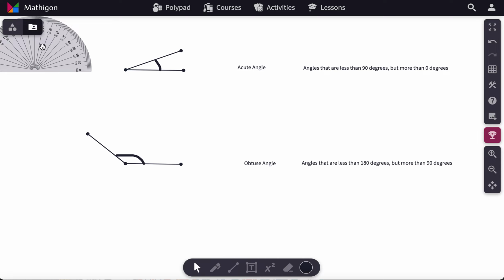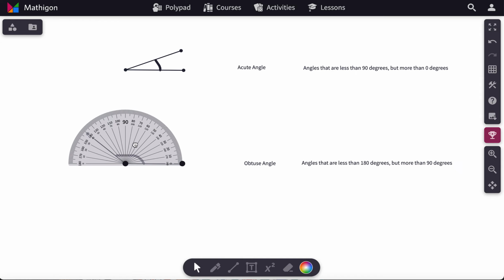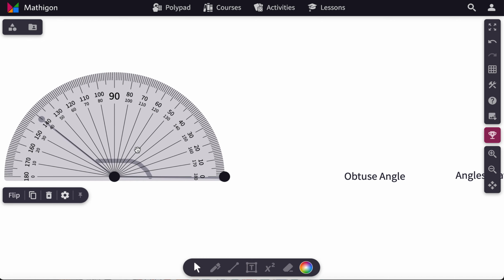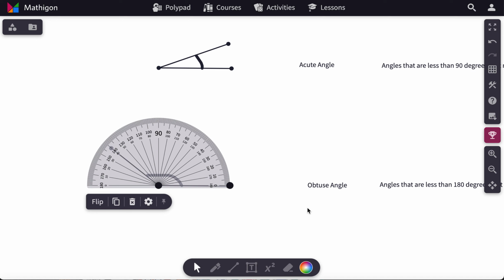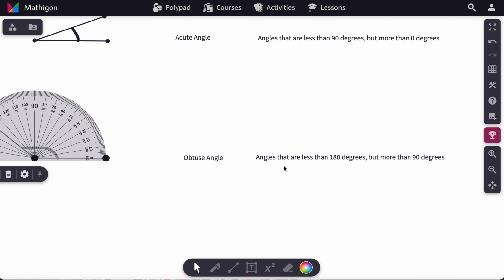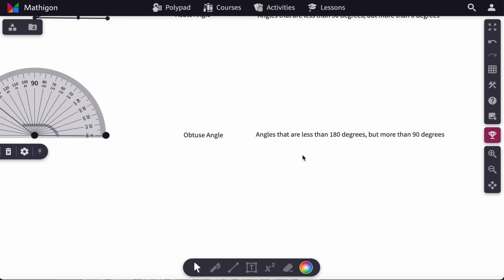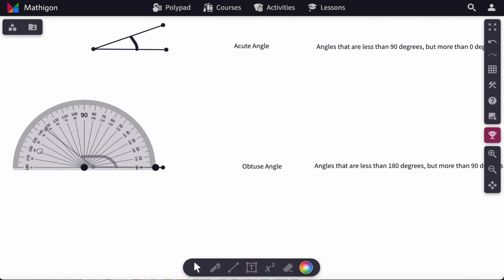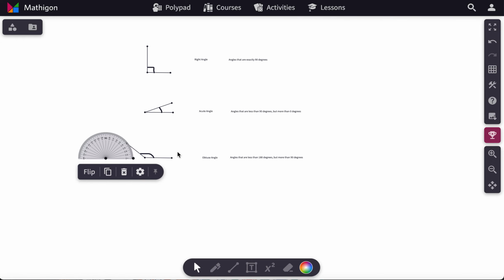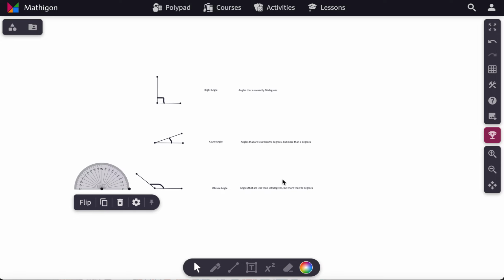And let's line up our protractor and just take a look. I'm going to line up our vertex like that. And let's zoom in. And we can see that this angle, we have this arm on the 0, and this arm extends out to 140 degrees. That fits with our definition right here that says that obtuse angles are angles that are less than 180 degrees, which is right down here, but more than 90 degrees. So let's move this one off. Let's zoom out a little bit here and take a look.